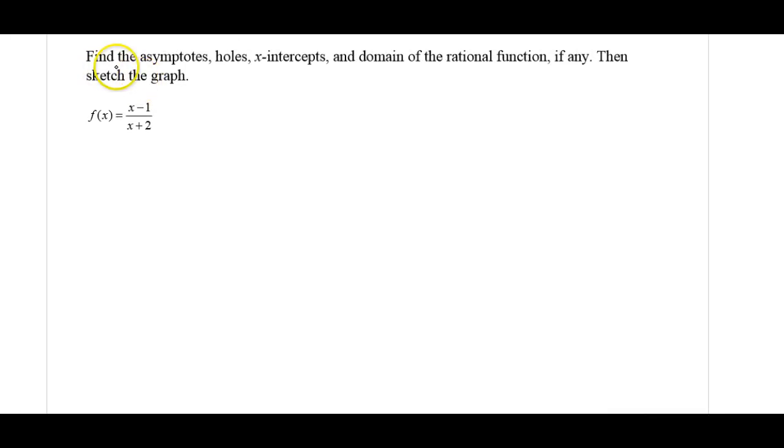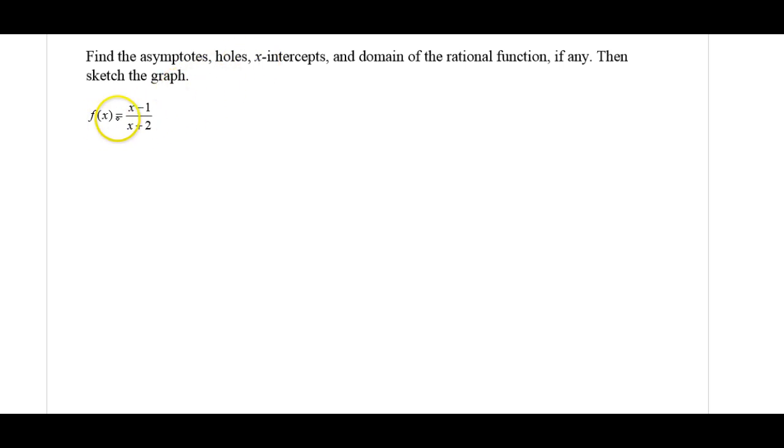All right, now let's practice. Let's find the asymptotes, holes, x-intercepts, and domain of the rational functions given, if any. So remember, there doesn't have to be asymptotes, holes, and x-intercepts. There's definitely going to be a domain, though. And then we're going to try to actually sketch the graph once we have this information.